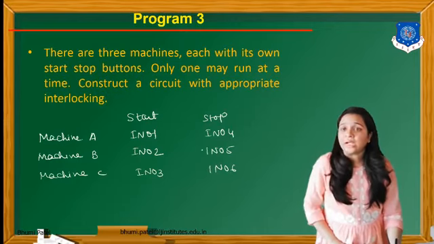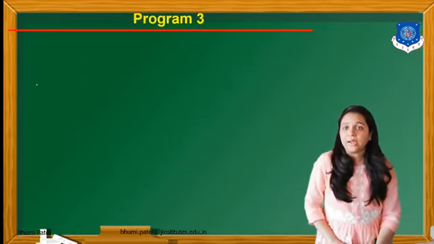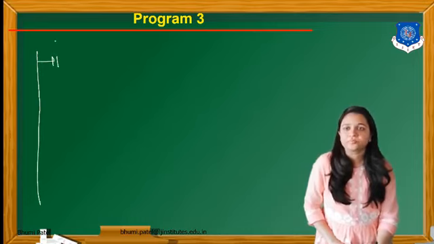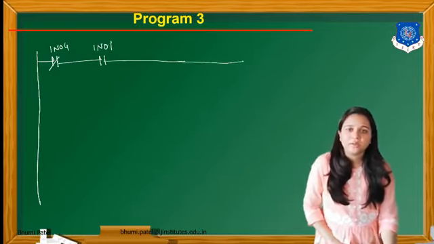Now only one may run at a time. We have to construct a circuit with the appropriate interlocking. So we must use the interlocking process. For that we have to draw the ladder diagram first of all. For machine A, we can put the stop button here, that is IN04 for machine A. Then the start button, it is IN01, and after that if the start button is pressed, machine A will be on.